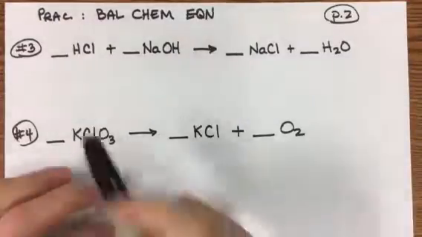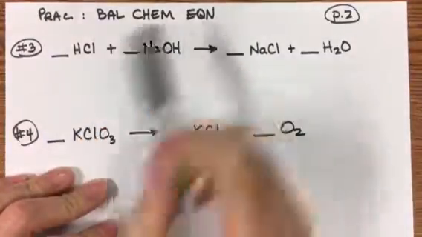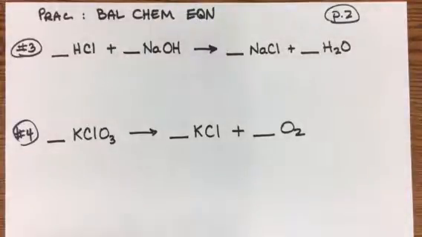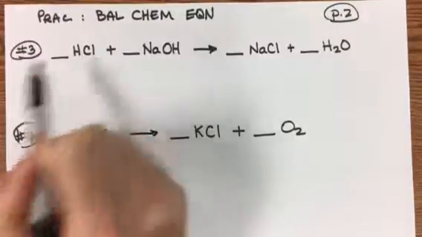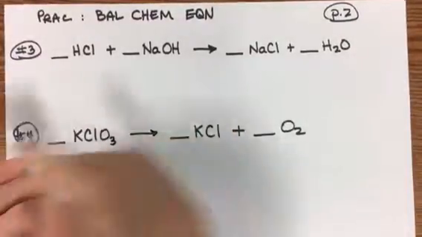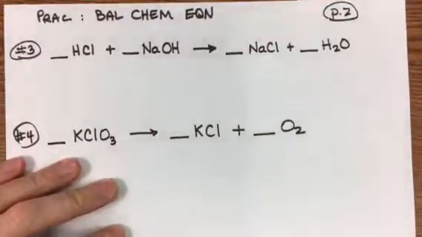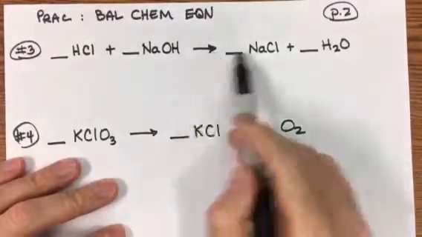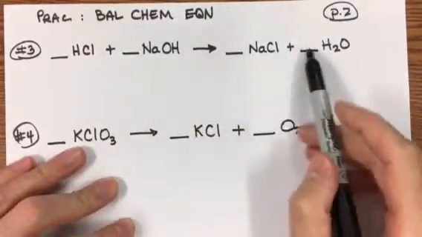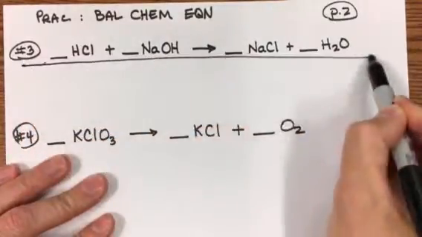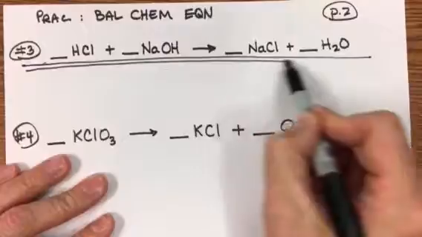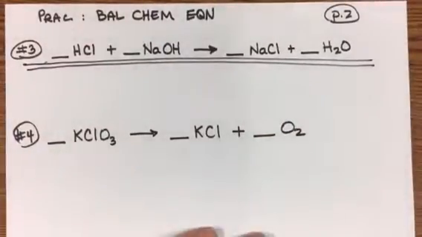So this next problem, when we're trying to balance chemical equations, is HCl is hydrochloric acid, NaOH is sodium hydroxide. They react together to produce sodium chloride, which is salt, and water. So I'm going to get myself some workspace. And this is a kind of tricky one, and I want to show you why.